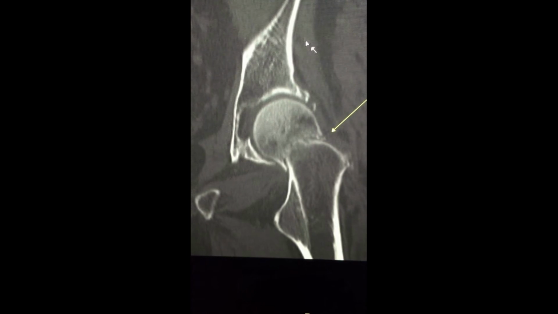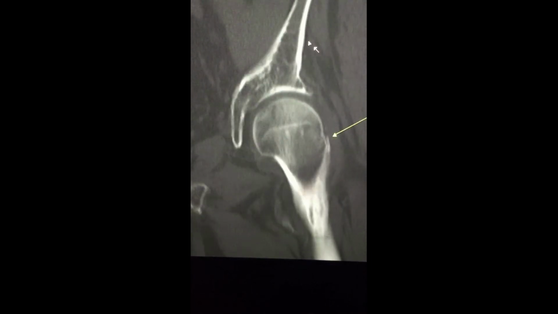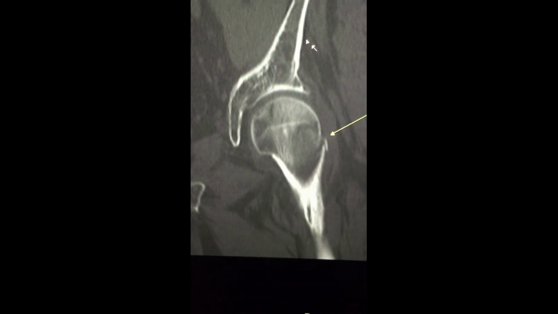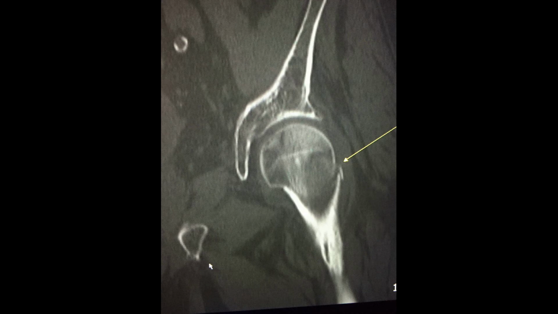So as you see, any subtle abnormality or irregularity on the femoral neck should make you highly suspicious for a very occult or non-displaced femoral neck fracture. And the correct step then is to do a CT or MRI for further assessment, usually a CAT scan.